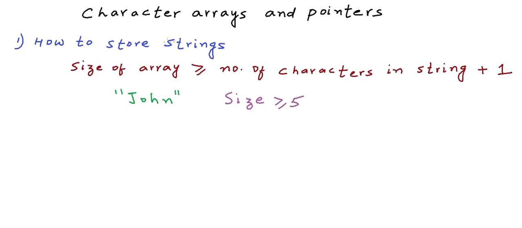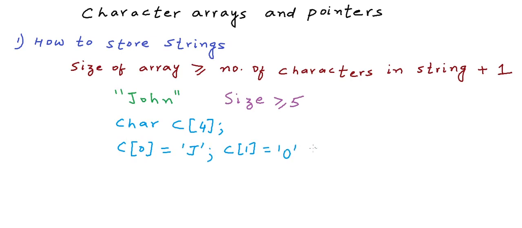Now the obvious question would be, why do we need space for one extra character? Isn't it that if we declare a character array of size 4, we can store all the characters in John? J will go at the 0th index, O will go at the 1st index, H and N will go at 2nd and 3rd index respectively. So I'm storing all the data, isn't it?